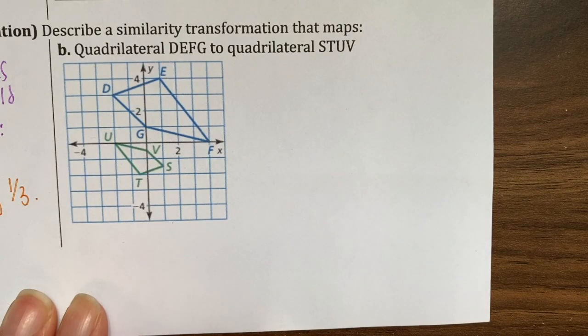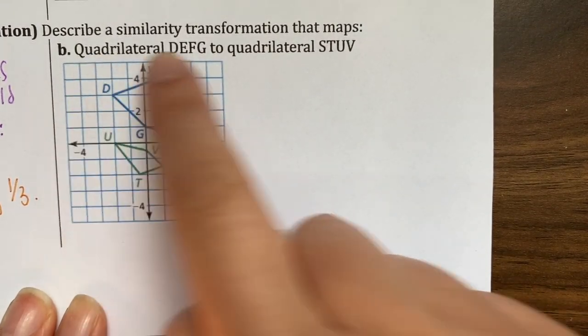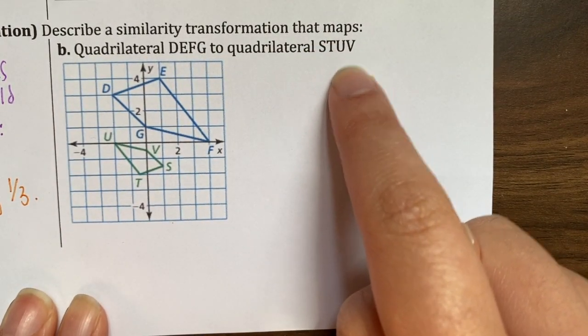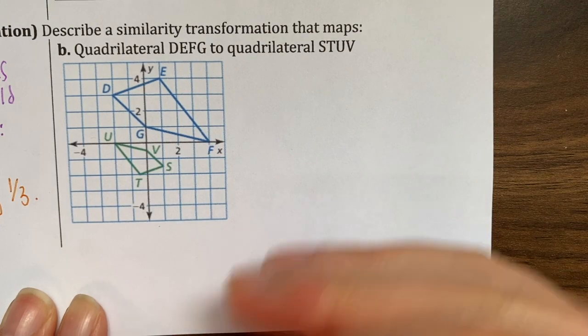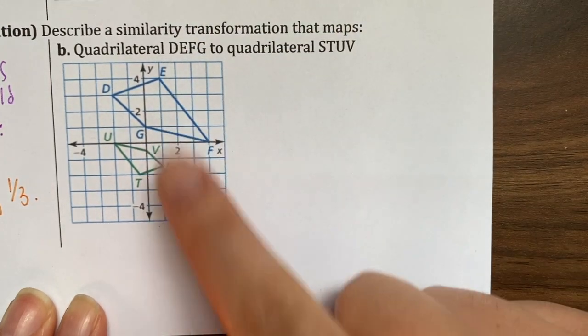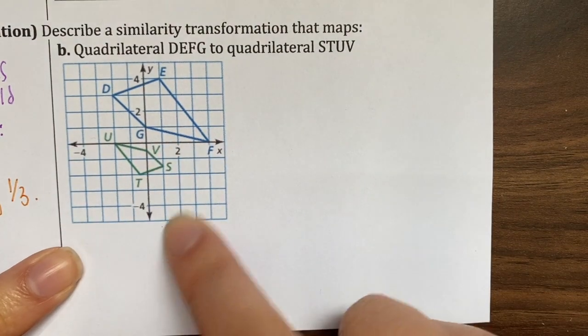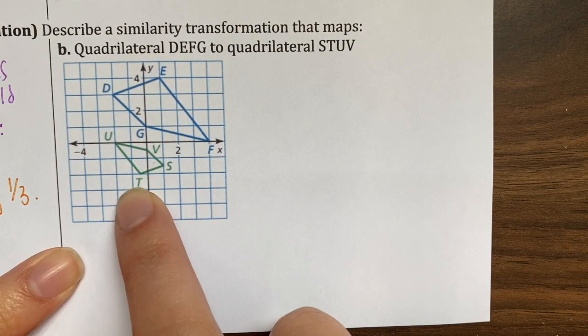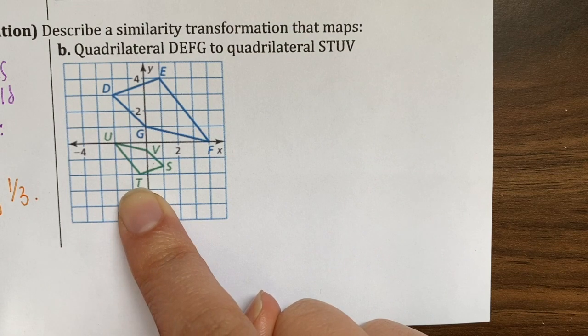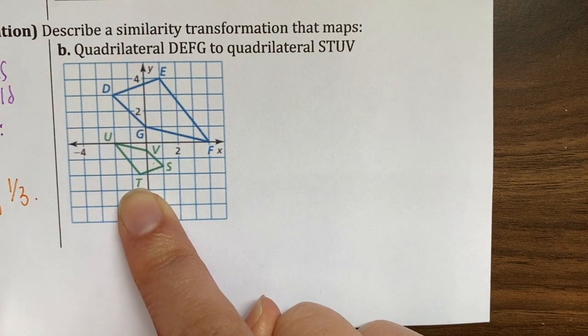All right, we're going to do this one more time. We are going to perform the similarity transformation that will map quadrilateral DEFG in blue to quadrilateral STUV in green. Straight off the bat, it doesn't look like there's a reflection that goes on. If it was a reflection, then it would be like a perfect mirror, but I don't see that. So I'm thinking that there might be a rotation going on.